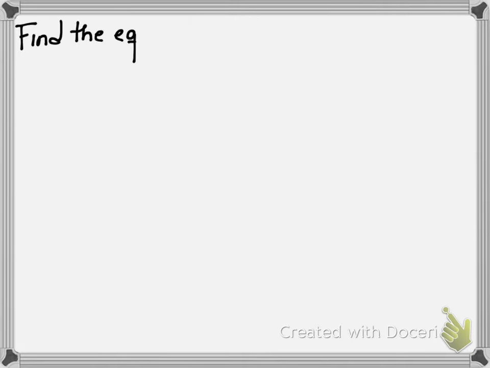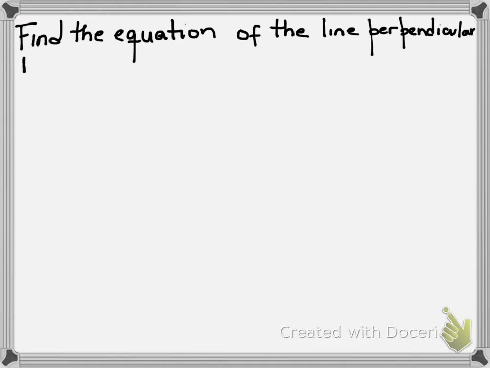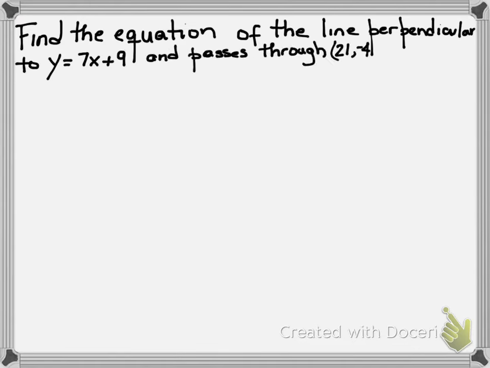Now, let's look at an example. Find the equation of the line perpendicular to y equals 7x plus 9 and passes through the point (21, -4). In order to do so, ladies and gentlemen, we're going to find the slope that has to make it -1. We know the first slope. We know we need a second slope that will multiply with the first slope and make it equal -1. We need to find that slope.